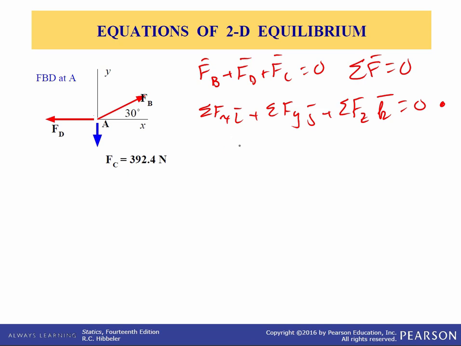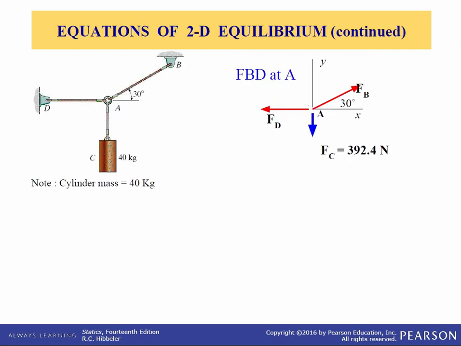You can also write scalar equations. You can say summation of forces in the x is equal to 0, summation of forces in the y is equal to 0, and summation of forces in the z is equal to 0. So these are scalar equations. So let's solve this problem. Here we have a cylinder of mass 40 kilograms.